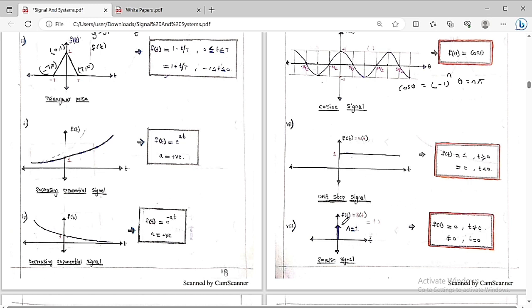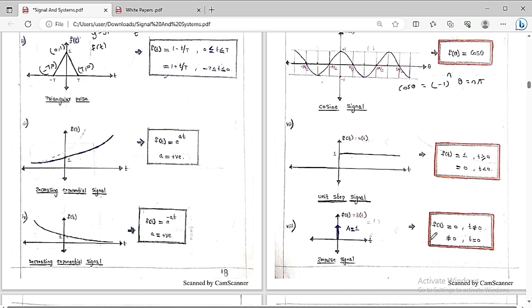Then the impulse signal. What is the impulse signal? f of t is equal to delta of t. Here, this pulse we are going to represent like an arrow mark in the upward direction, and the area of the pulse is equal to 1. There is no magnitude. If you want the magnitude value it will be infinity. Because the width is very small, the height will be very high, then only the area is equal to 1. Therefore the area under the impulse function is always equal to 1.